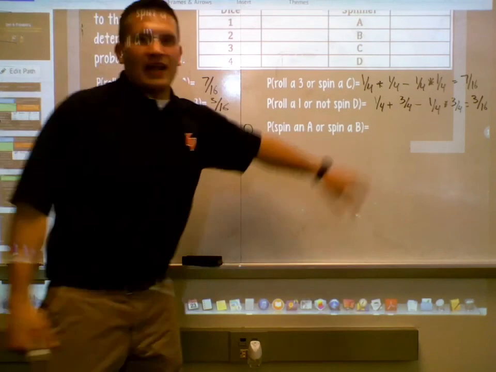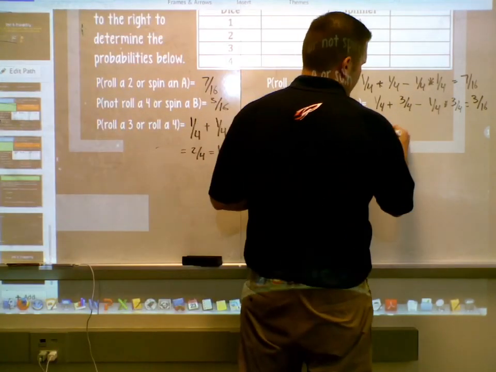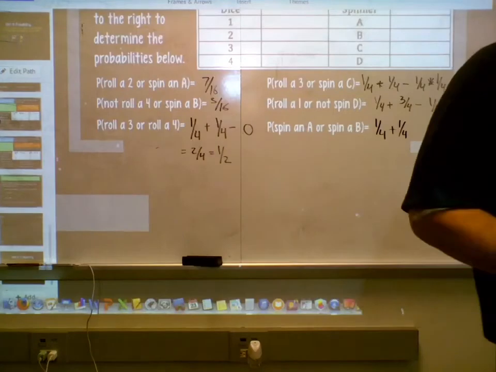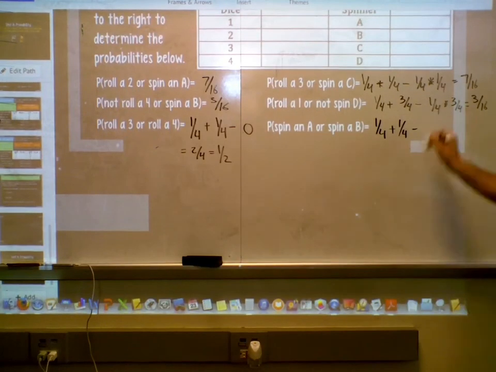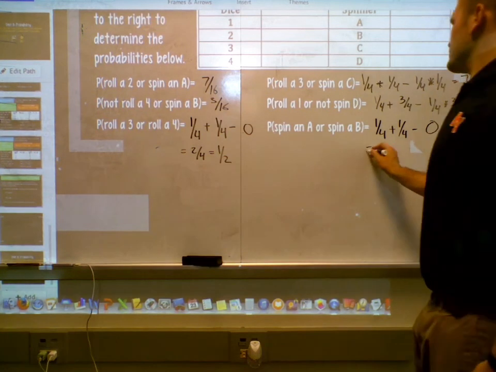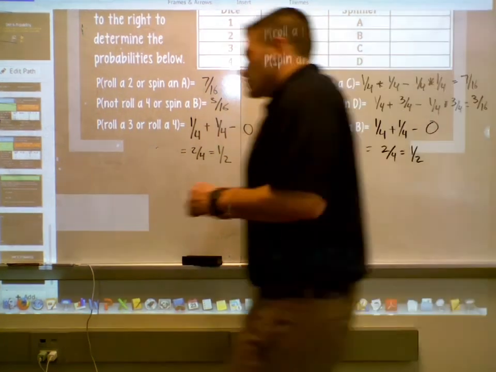All right. So spin an A or spin a B, right? Spinning an A is 1/4. Spinning a B is 1/4. Can I have them both? No. So we subtract 0, because the multiplication part is an and statement. We can't have them both. Right? So what does this become? 2/4 or 1/2. Any questions?